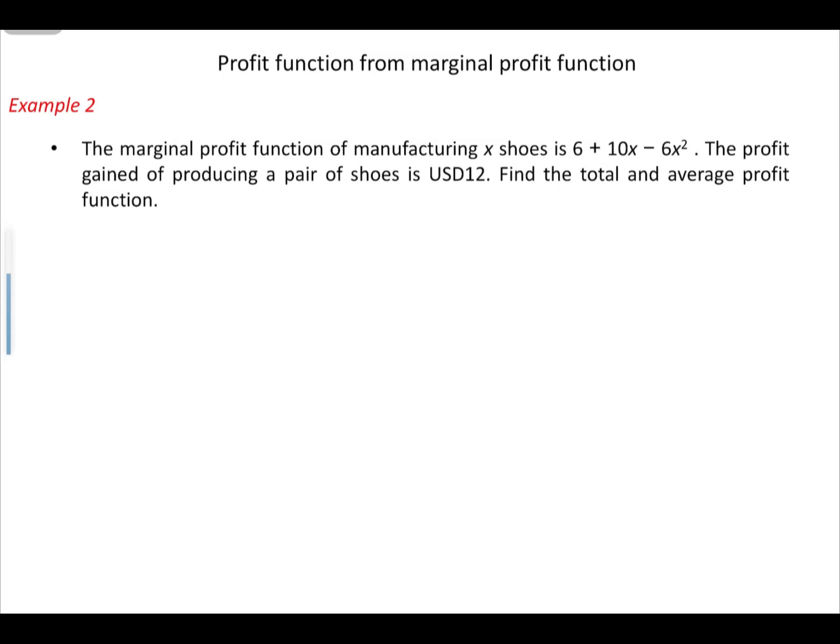So let's look at the next set of questions. The marginal profit function of manufacturing x shoes is 6 plus 10x minus 6x squared. The profit gain of producing a pair of shoes is 12 USD. We should find the total and then the average profit function.